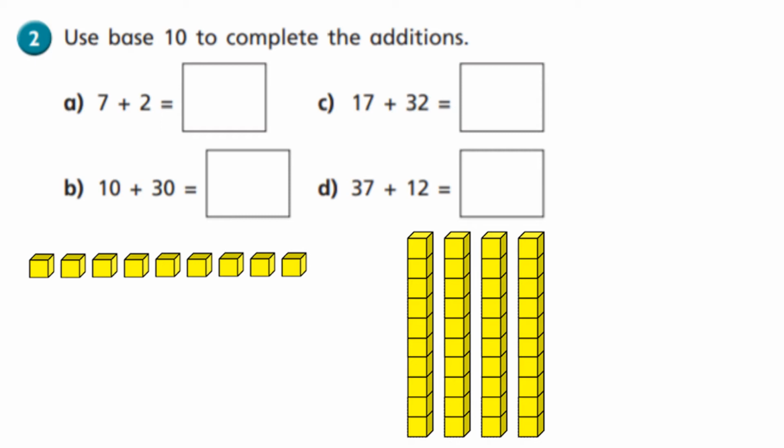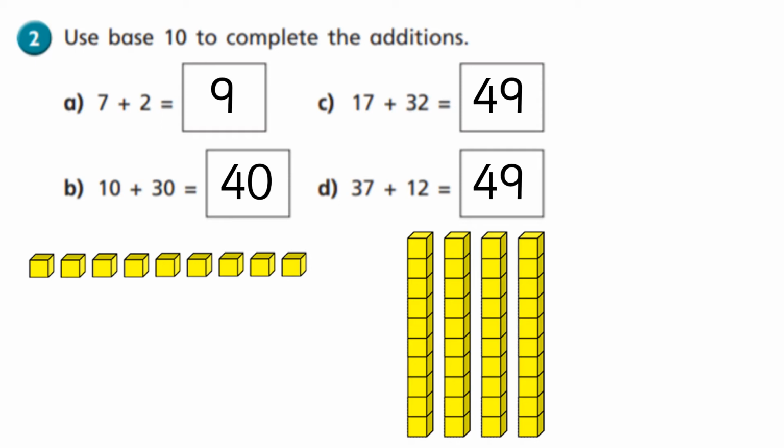Okay, so if you're back, that means that you have finished working out C and D. Now, if you notice, in the ones we have 7 and 2. And in the tens, we have 10 and 30. So we can use our deans to help us.